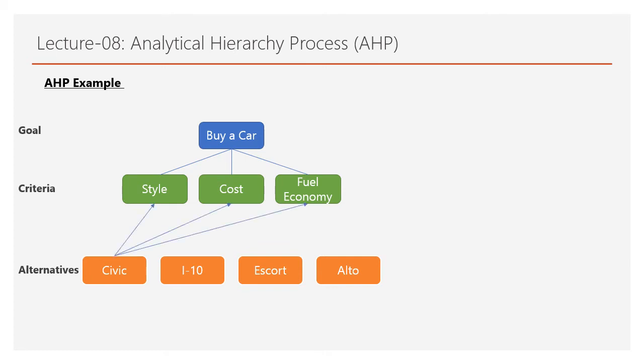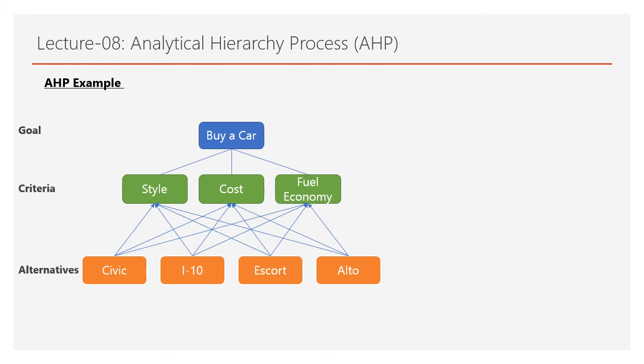Basically, we would be judging the Civic for style, cost, and fuel economy, and then we would be judging the i10 for those 3 criteria, then the Ascot and the Alto, before we can make our judgment. So imagine that we did this.